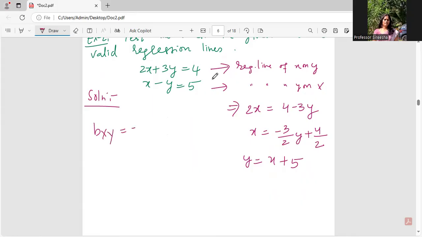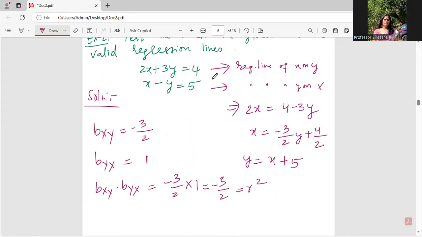So in other words, bxy is nothing but minus 3 by 2, and byx is nothing but 1. Now take their product. Bxy into byx is nothing but minus 3 by 2 into 1, which is minus 3 by 2. Now this is the value of what?